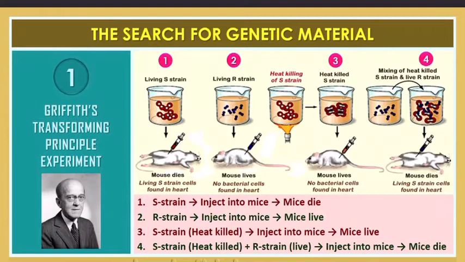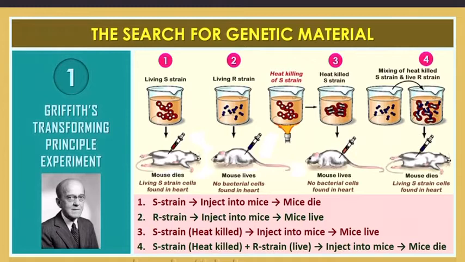Right? Now what he has done, step number 3, he has heat killed the S strain. He has taken the dangerous S strain and boiled it and he has killed. And injected that heat killed S strain into mouse. The mouse is alive because no bacterial cells found in the heart. And now he has gone another step. He has mixed both. What is that he has mixed? S strain heat killed plus R strain. Injected into the mice, and surprisingly mice died.